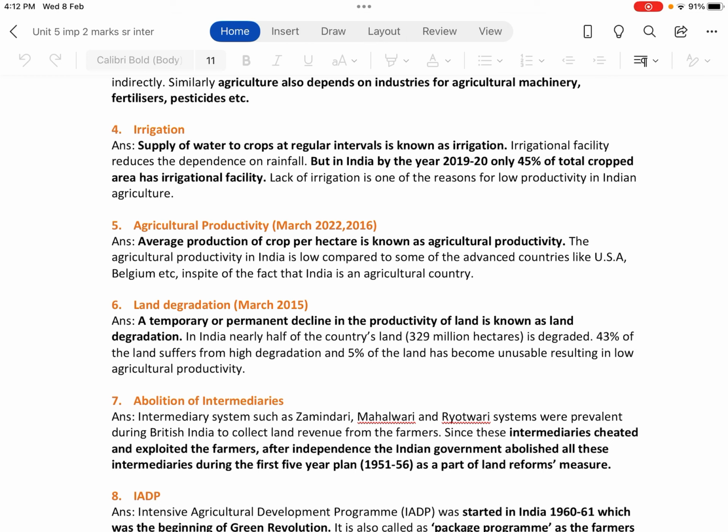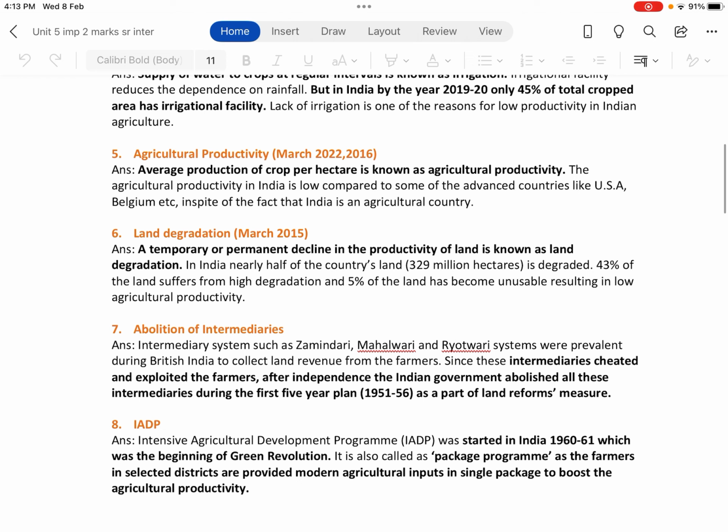The agricultural productivity in India is low compared to some of the advanced countries like USA, Belgium, etc., in spite of the fact that India is an agricultural country. When you compare the productivity of other countries including USA, Belgium, Egypt and others, for wheat, corn, you see that the productivity of Indian agriculture, that is the average productivity per hectare of land in India, is low compared to some of the developed countries, in spite of the fact that India is an agricultural country.